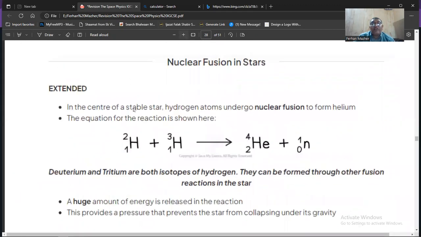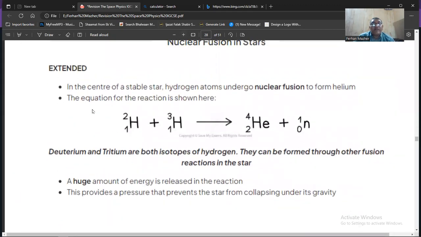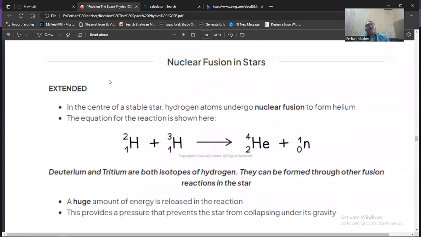Nuclear fusion. In the center of a stable star, hydrogen atoms undergo nuclear fusion to form helium. The equation for the reaction is shown here. So here we have the deuterium and the tritium, and they fuse into each other, and they make the nucleus of helium, and one neutron is given out.